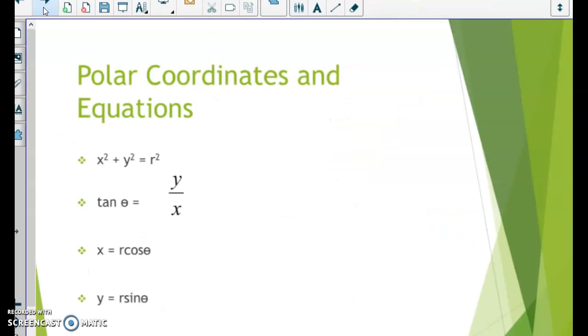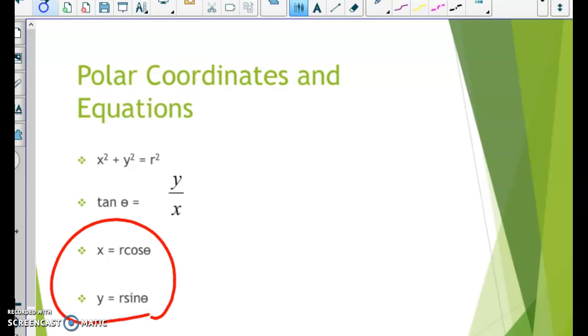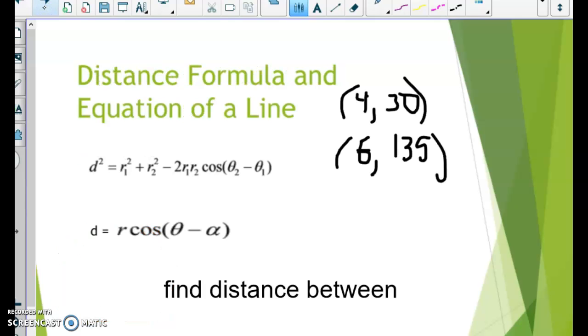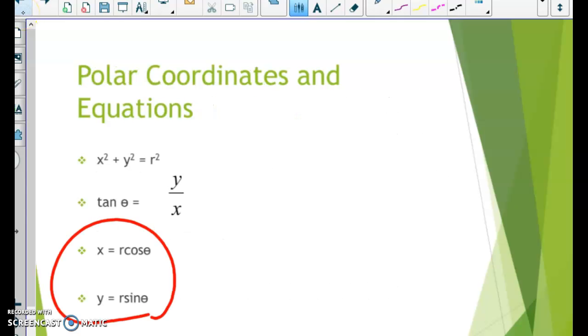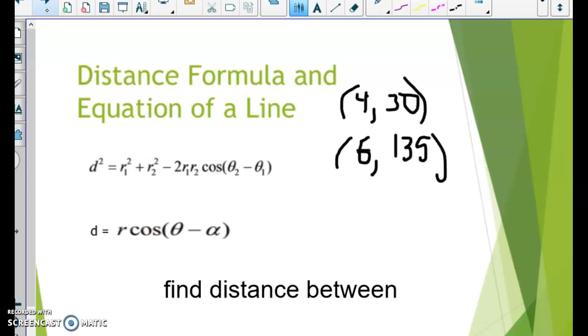Polar coordinates and equations. We have some substitutions. We know that r squared is equal to x squared plus y squared. We know that the tangent of theta is equal to y over x. We know that's true because x is equal to r cosine theta and y is r sine theta. So what can we do with that? Well, you'll do plenty of simplifying with that stuff. I'll just leave that there. I don't think I have an example for that.